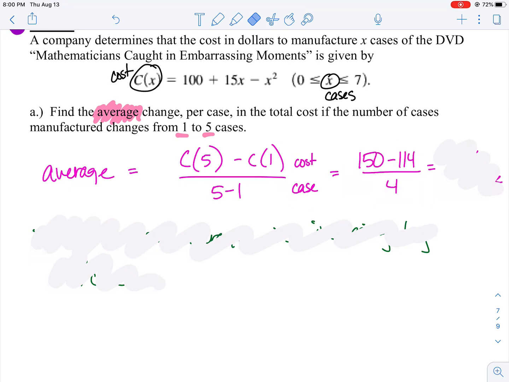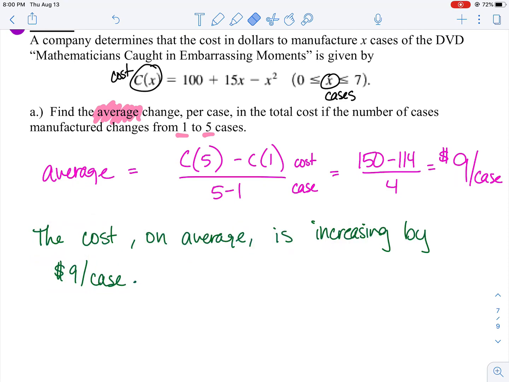When I go to calculate it, I ended up getting 150 when I substituted in a 5 and 114 when I substituted in a 1. So then when I calculated my average rate of change, I got 9, or I should say $9 per case. So when it changed from 1 case to 5 cases, it's going to cost me $9 per case more on average. So I'm going to write my sentence. The cost is increasing on average by $9 per case.